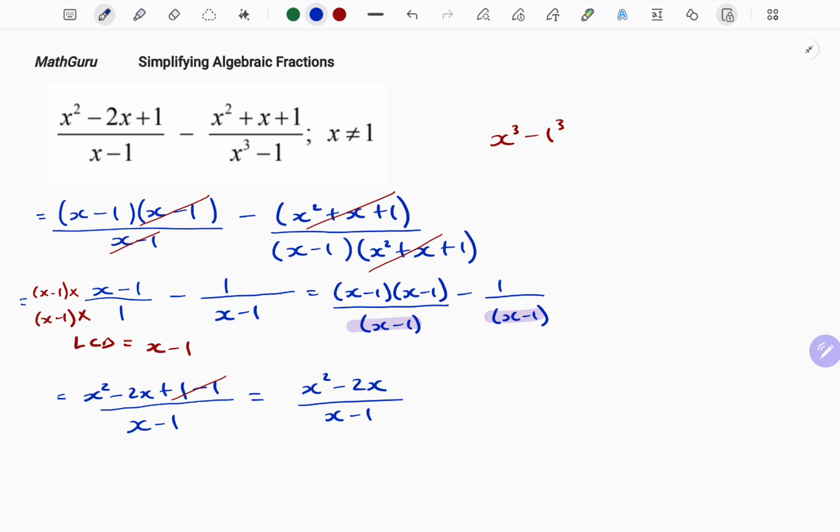That's my final answer. If I want to simplify further, I can say that is also equal to, if I factor out x at the top, x minus 2 divided by x minus 1.